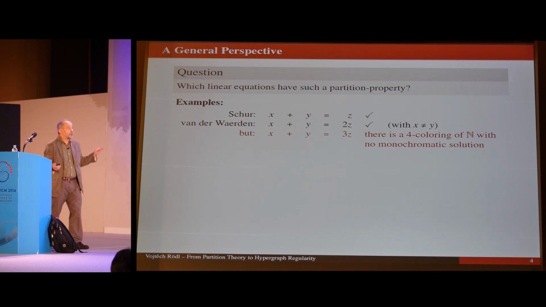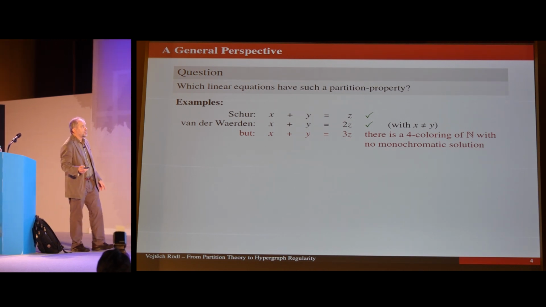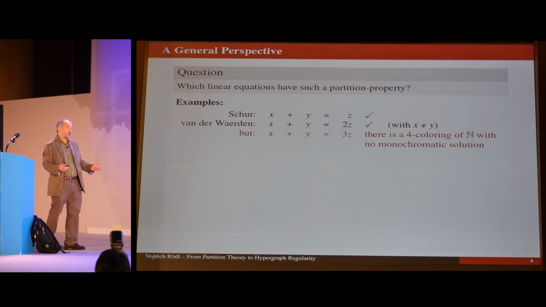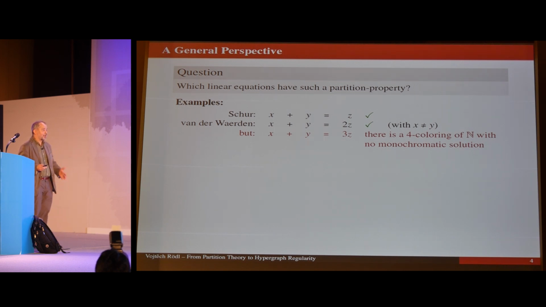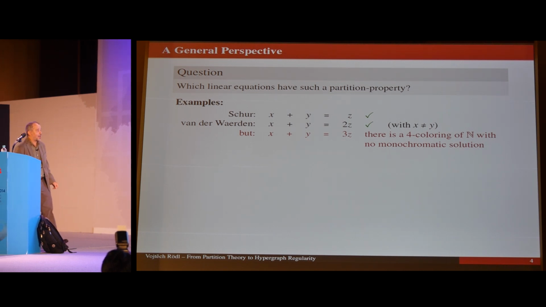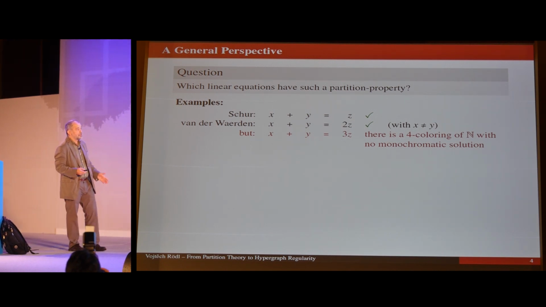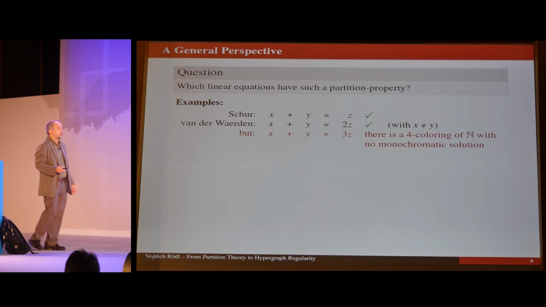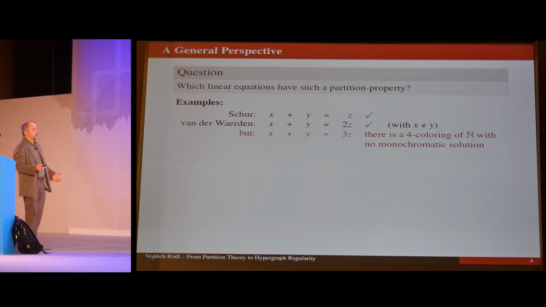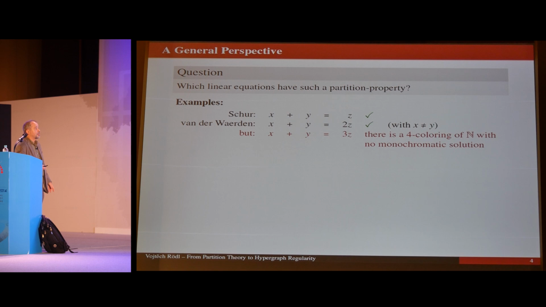So natural would be to ask what about x plus y equal to 3z, but it would not take us maybe too long to find the counterexample. There is a 4-coloring of the set of integers with no monochromatic solution. So sometimes it's true, sometimes not.